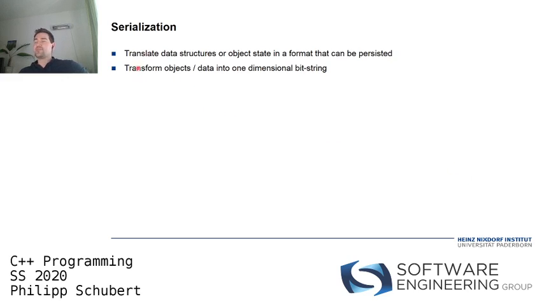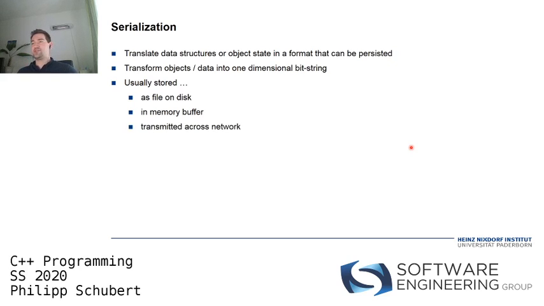So the basic idea again is to transform the objects and the data contained in those objects into a one-dimensional bit string. So you serialize it. And then you can usually store it. You can store it as a file on a disk. You can store it in some memory buffer, maybe even. You can also transmit it across the network, and then on another machine, you can restore and deserialize that data to obtain the exact object that the other guy has written and sent you. That's the idea.